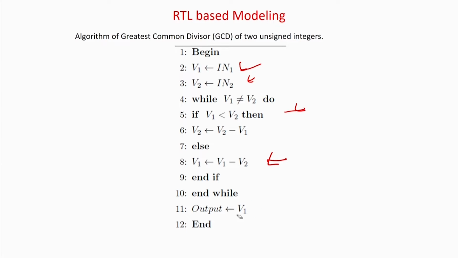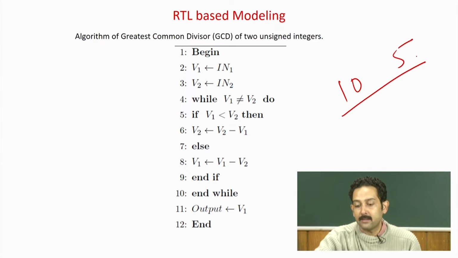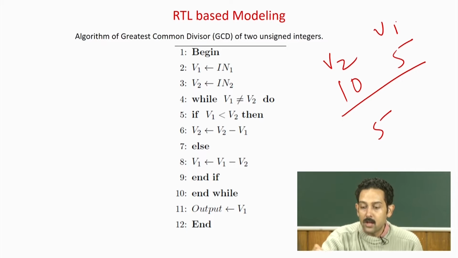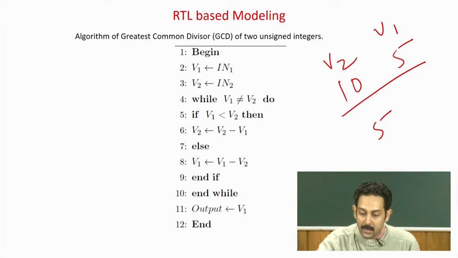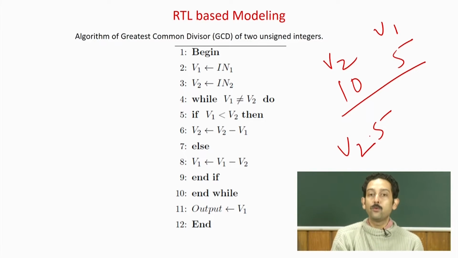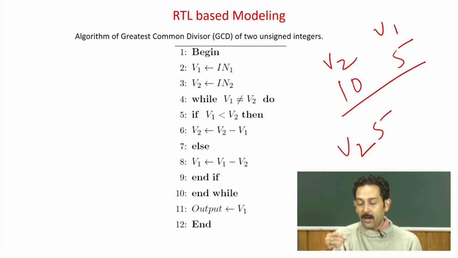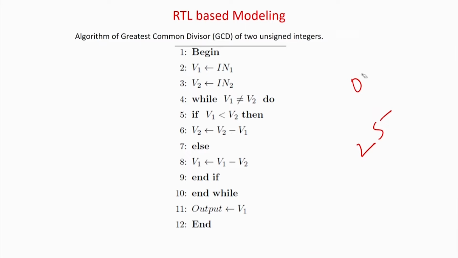We already know that this is a very simple algorithm. Say we are taking 10 and 5. In the first step we subtract 5 from 10, so it will be 5, and this is say V2 and this is V1. Then V2 is equal to 5, so V2 is equal to V1 in the next step. So the GCD of 5 and 10 is 5 itself. Very well known high school mathematics. So this is the actual algorithm.